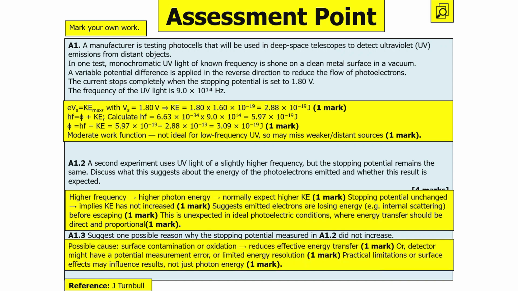Now, one reason why this might have taken place is that there's surface contamination or oxidization, reducing the effective energy transfer. Or the detector might have a potential measurement error. The practical limitations or the surface effects may influence the results and not actually the photon energy.